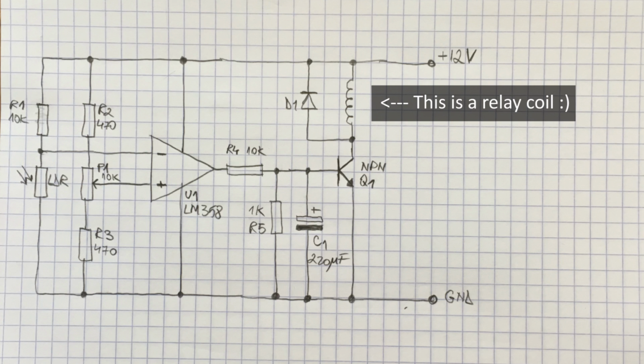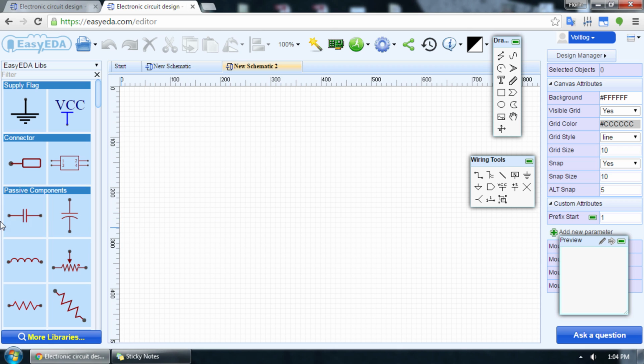Here is the schematic I would like to create a PCB for. It's a light sensor that uses an LDR to detect low light condition and then trigger a relay which will apply power to anything you like, a light bulb in my case. I'm going to start by placing our components. Let's start with resistors. We can choose US or EU symbols. In this video I'm going to use the EU symbol.